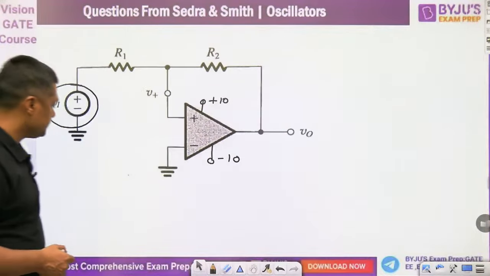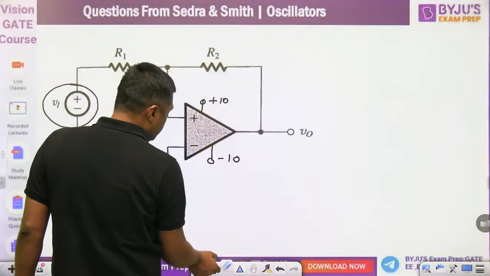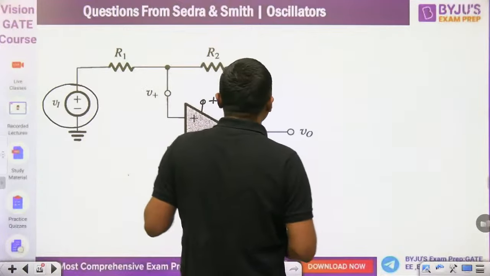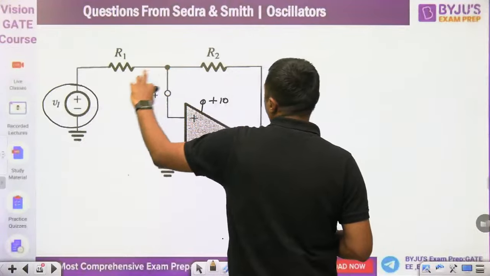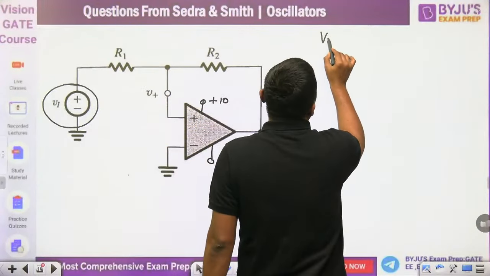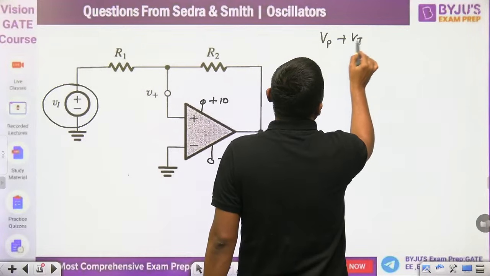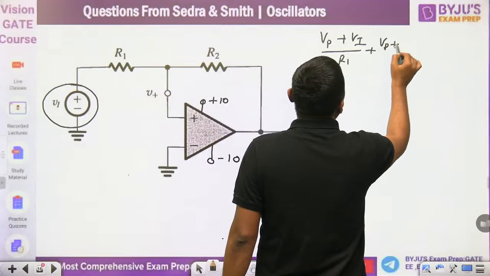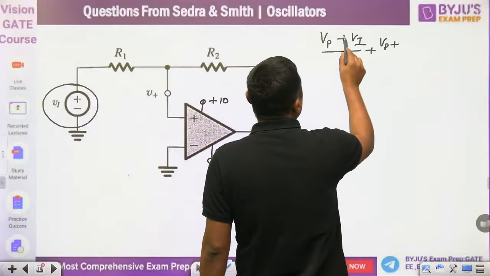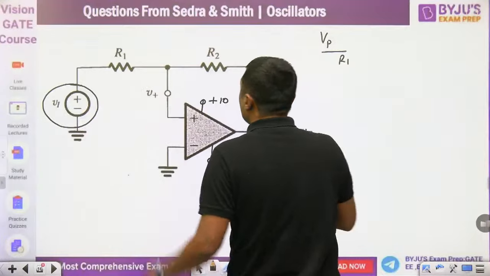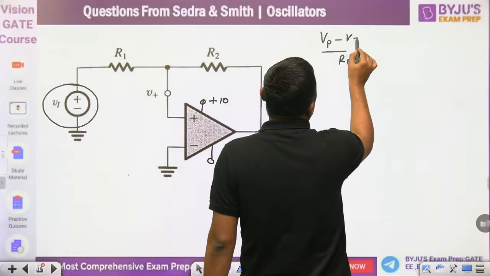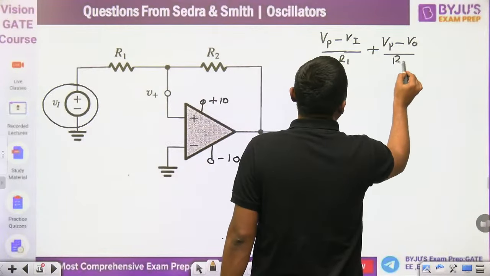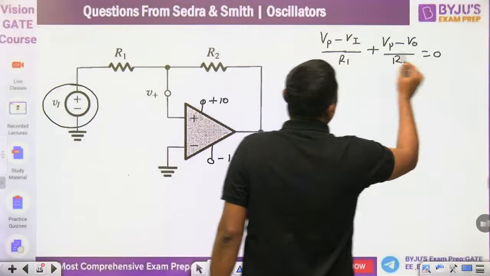Threshold voltage means, new students please watch this first of all. Find the positive terminal voltage, so you can apply KCL at this point, V positive. KCL: V positive minus VI upon R1 plus V positive minus V0 upon R2 is equal to 0.